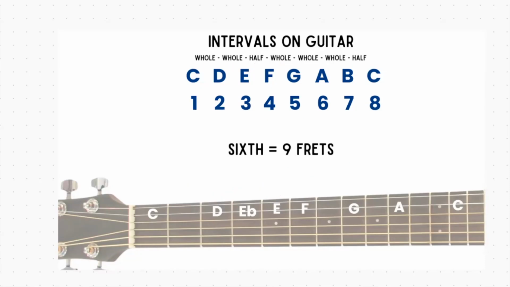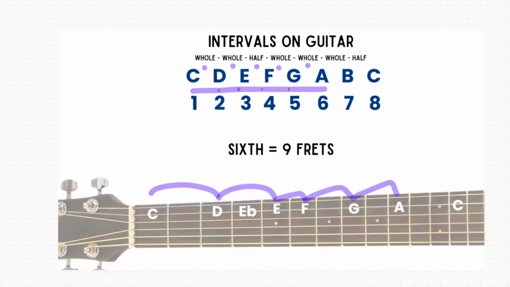And now a sixth. So sixth equals 9 frets for the same reason: 2, 4, 5, 7, 9. So sixth equals 9 frets on the guitar.